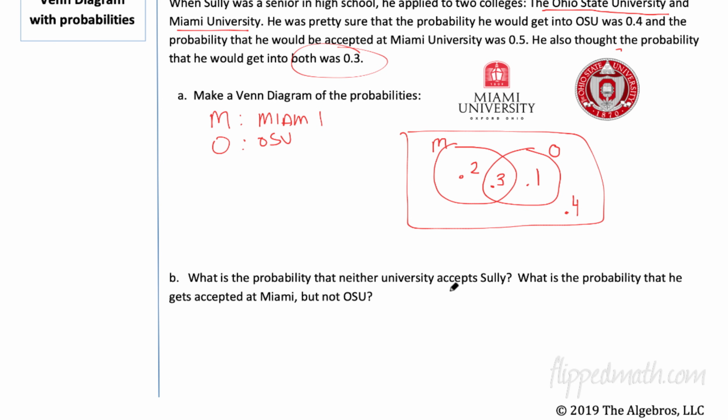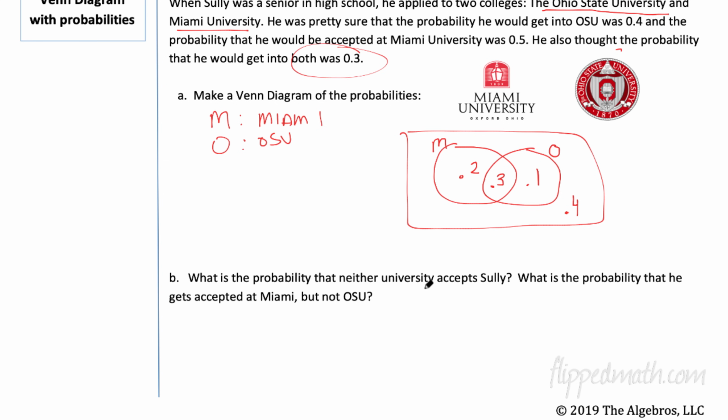Part B, what is the probability that neither university accepts Sully? So what part of this? If he gets in any part of either circle, then he's in a university. This one right here is only Miami. This is all of Miami, including both. The 0.3 is he gets into both colleges. And the 0.1 means he's only accepted at Ohio State and not Miami. This probability right here is that he is accepted at Ohio and not Miami. And then the 0.4 is neither, nothing.